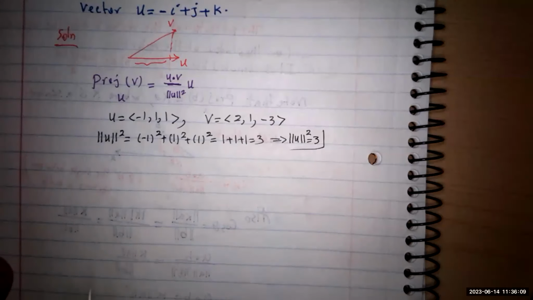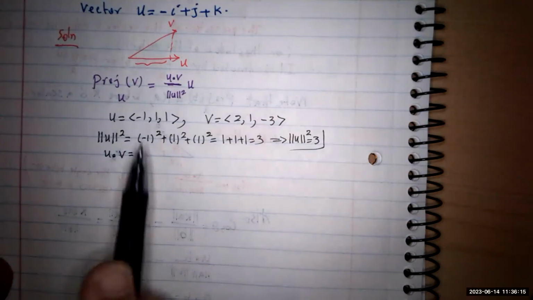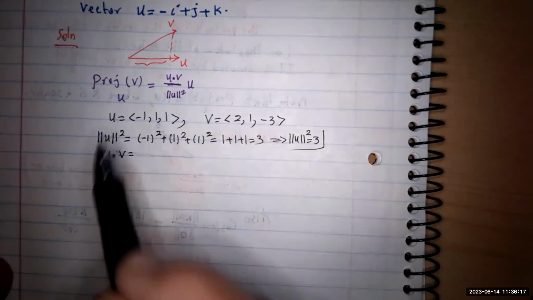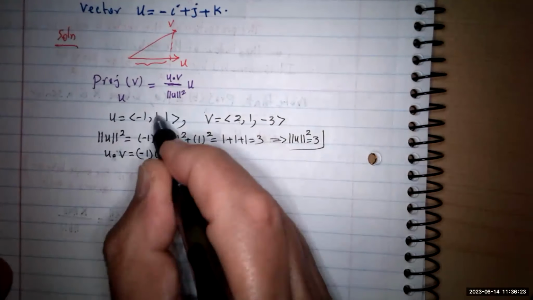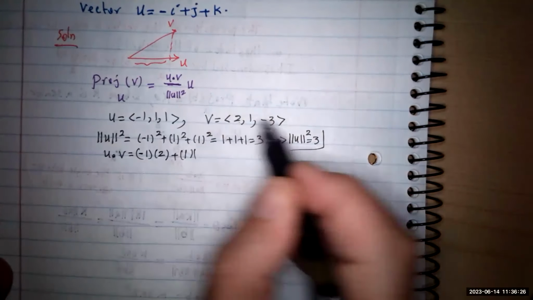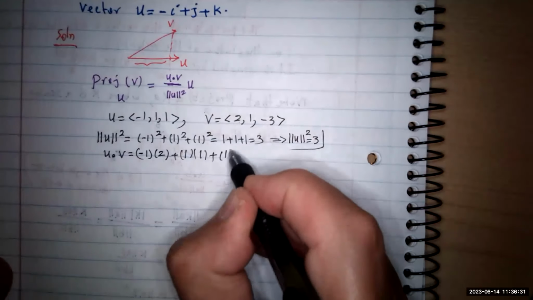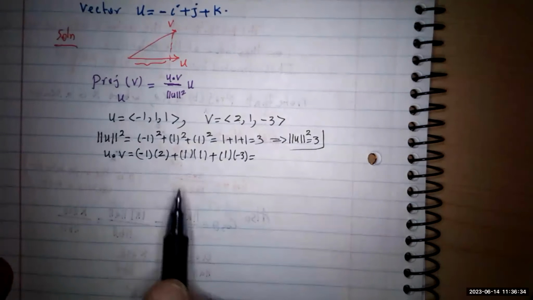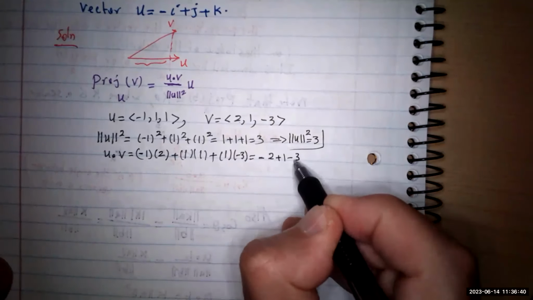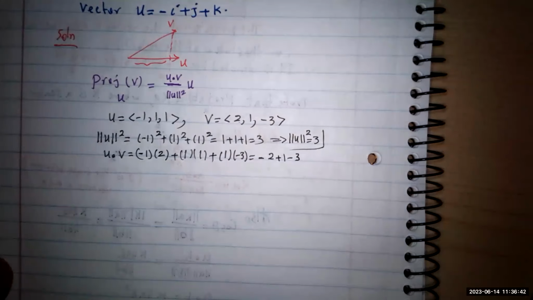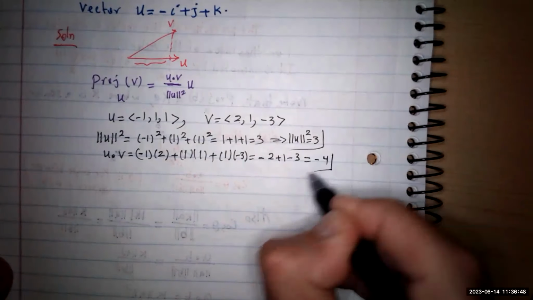Okay, you need u dot v. This is it, the dot product. -1 times 2 plus 1 times 1 plus 1 times -3. So that gives us -2 plus 1 minus 3, which is going to be -5 plus 1. We get -4.